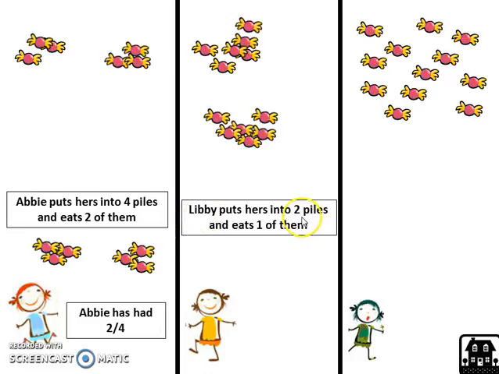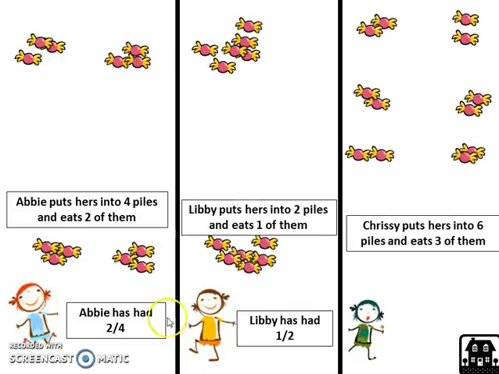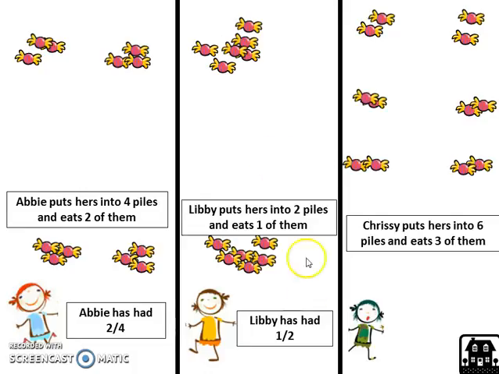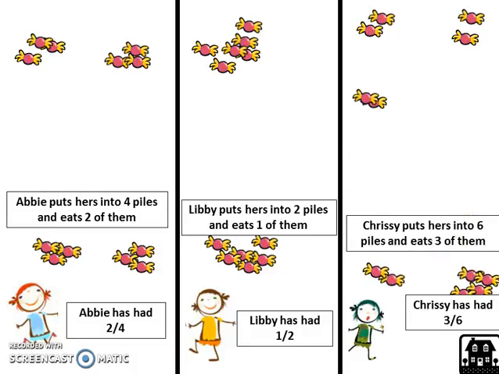Libby puts hers into 2 piles and eats 1 of them. So Libby's actually eaten half, 1 out of the 2. Chrissy puts hers into 6 piles and eats 3 piles of them. So she's eaten 3 out of the 6.